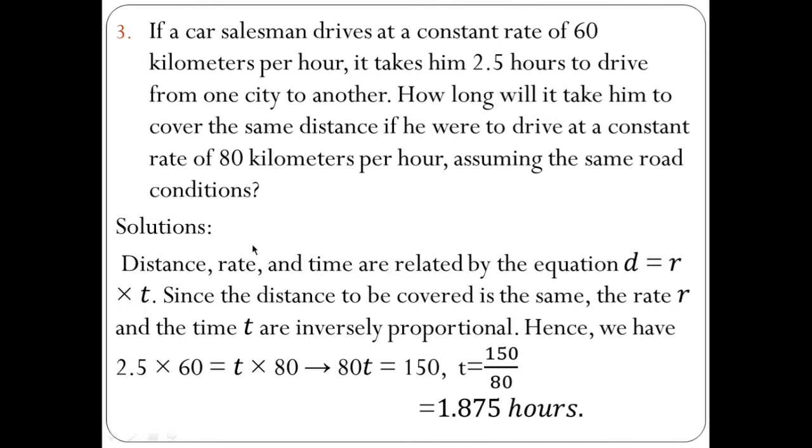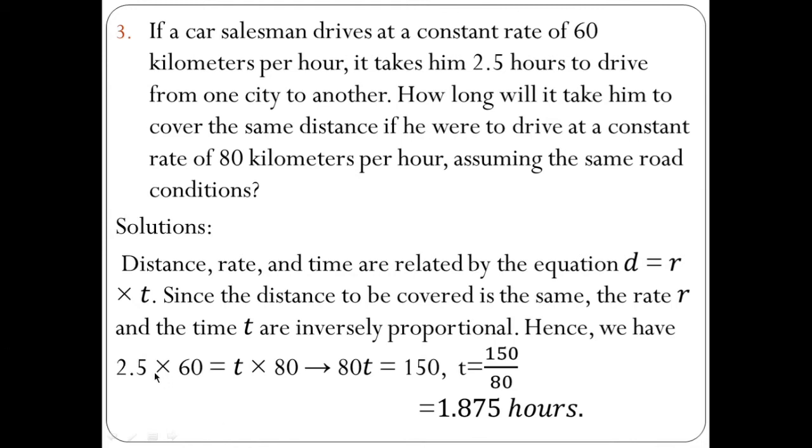So, since the distance to be covered is the same, the rate and the time are inversely proportional. Okay, so hence, we have 2.5. Saan po galing class yung 2.5? So, galing po siya doon sa rate... okay, so, baliktad. So, 2.5 is the hour, or the time, and then 60 is the rate, okay?